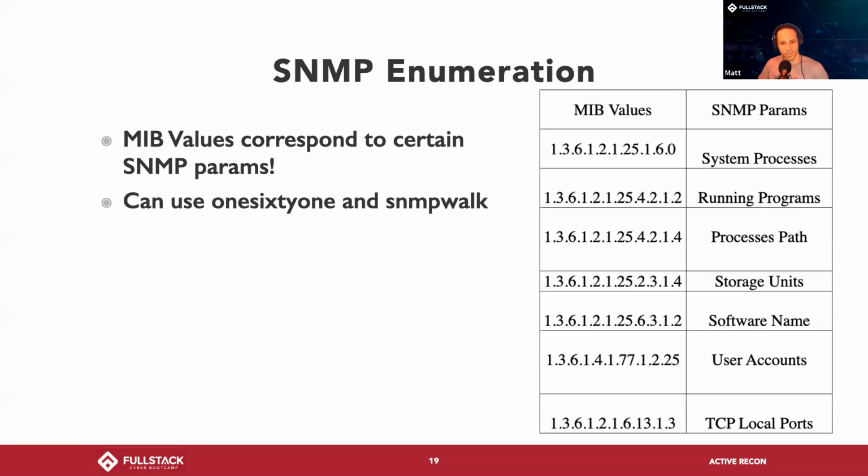Oh, look, I do have those values. Right, so these values on the left, those random numbers, are associated with parameters so that we can look things up. So we can look up user accounts, look up storage units, look up all that sort of stuff if you know what the MIB values are. Do I have to memorize it? No. We're going to use these 2 tools, onesixtyone and snmpwalk, to actually do it.